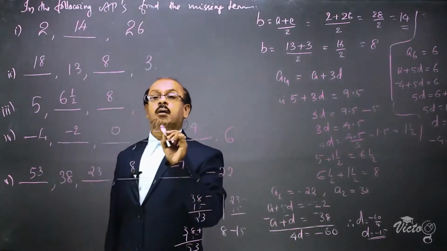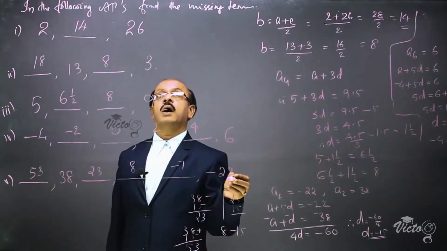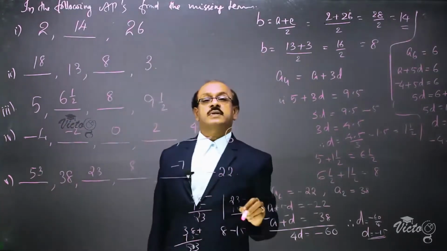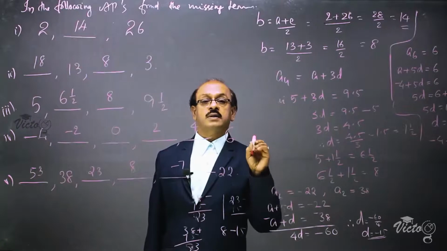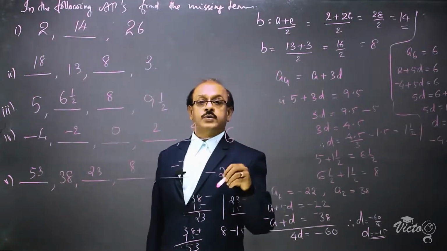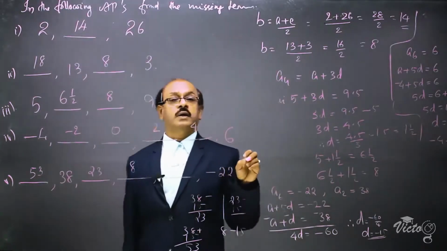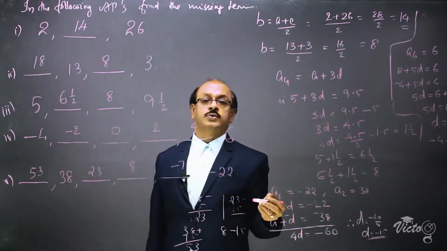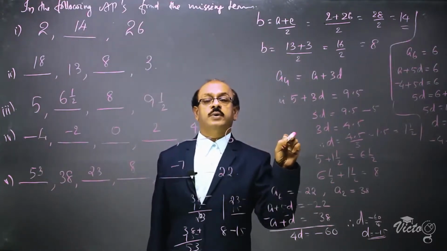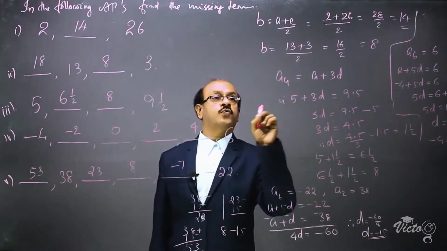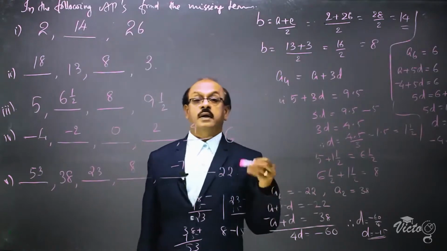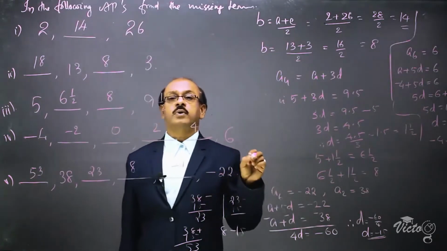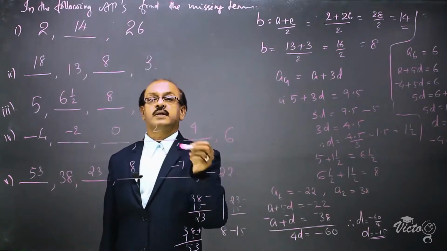So, we obtained all the missing terms using the formula B is equal to (A plus C) by 2, which is the formula for finding the second term or midterm, and also the formula for the nth term, An is equal to A plus (n minus 1) into D. These two formulas are used here for finding the missing terms.